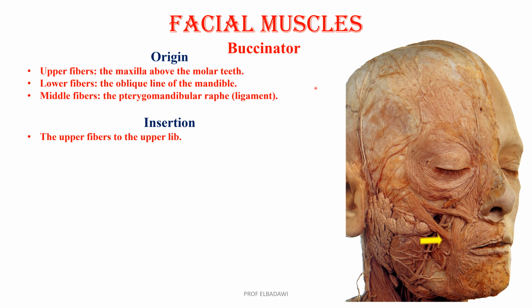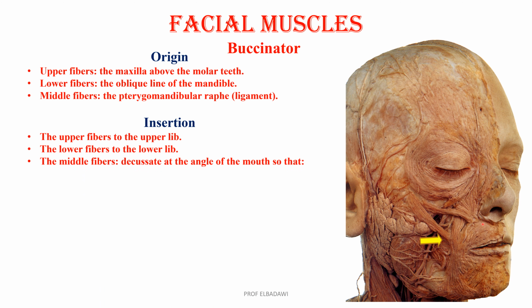The insertion: the upper fibers go directly to the upper lip, while the lower fibers will go directly to the lower lip. It is the middle fibers which decussate at the angle of the mouth. Being aligned like that, the upper fibers will go to the lower lip, while the lower fibers will go to the upper lip, decussating at the angle of the mouth. In certain individuals, you can see elevation of this crossing on the sides of the mouth orifice. So the lower fibers go to the upper lip.